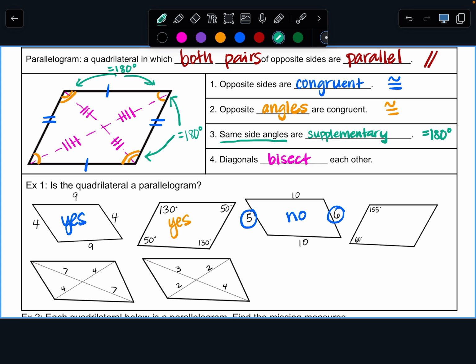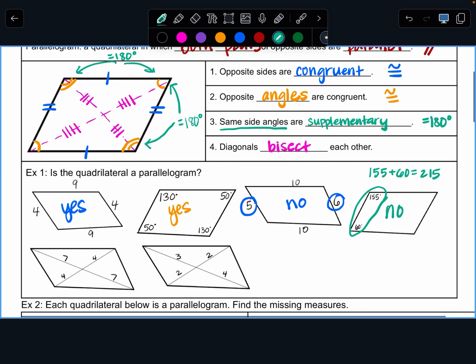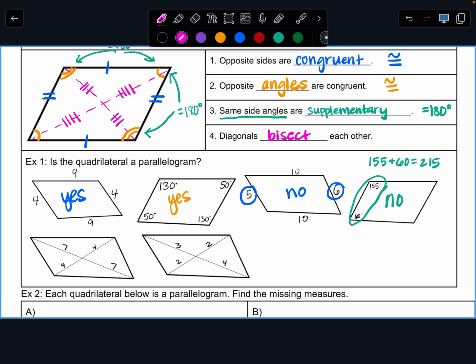Now, on the next figure, we're only given 2 angles. These 2 angles are on the same side, so they must equal 180 for it to be a parallelogram. 155 plus 60 is 215, so this is not a parallelogram. Okay, and the next one is yes, because the diagonals bisect each other. And the last one is not, because these two numbers are different.